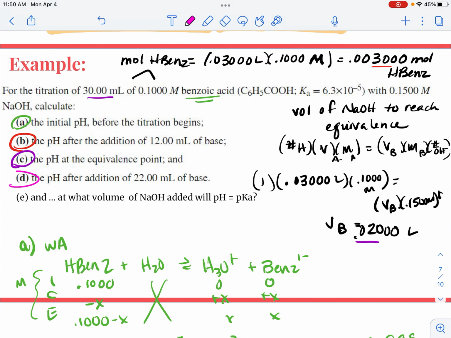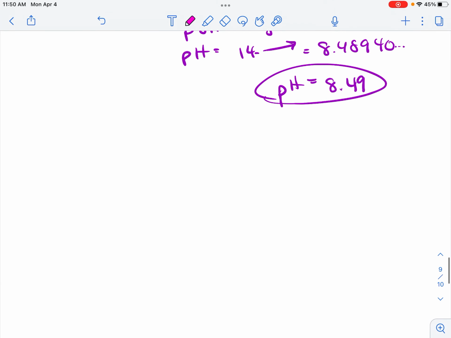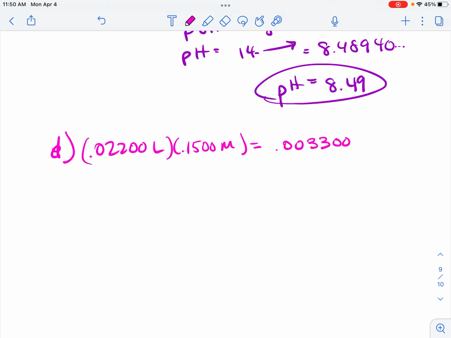After equivalence, we're going to add 22 milliliters. Notice this is after equivalence, which was 20 milliliters. So after equivalence, I have to do the same things. Sorry, this is D. After equivalence, 22 milliliters is 0.02200 liters of 0.15 molar OH minus. And that gives me 0.003300 moles of OH minus.